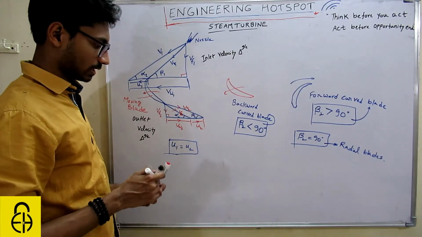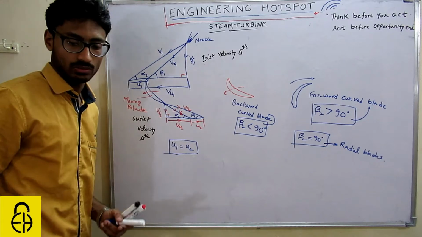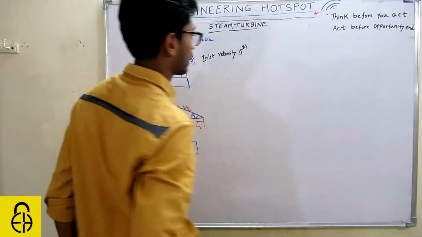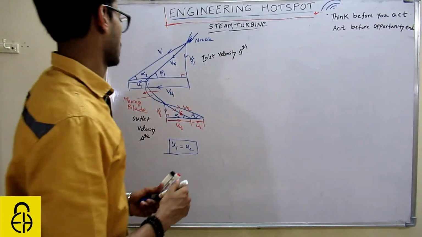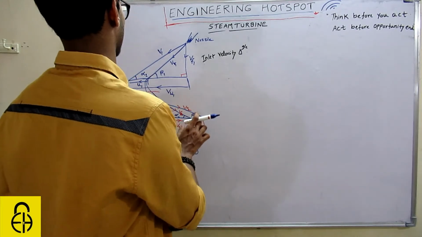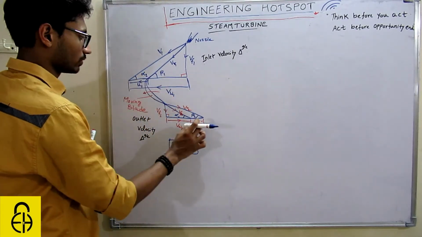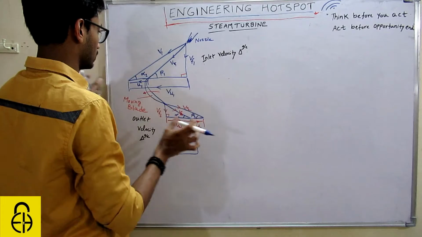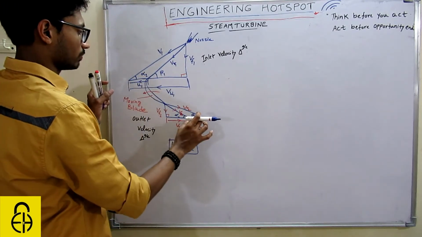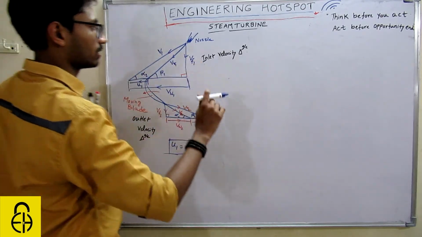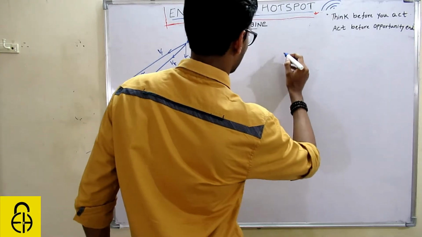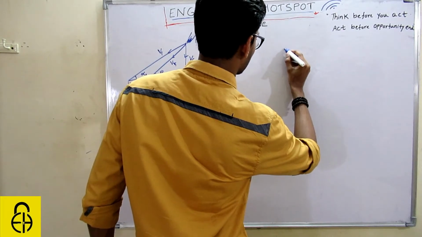If U1 and U2 are equal, in that case we can draw a combined velocity triangle. How will you draw the combined velocity triangle? Since U1 and U2 are equal, just superimpose these two portions and then you will get the combined velocity triangle. So how will it look?